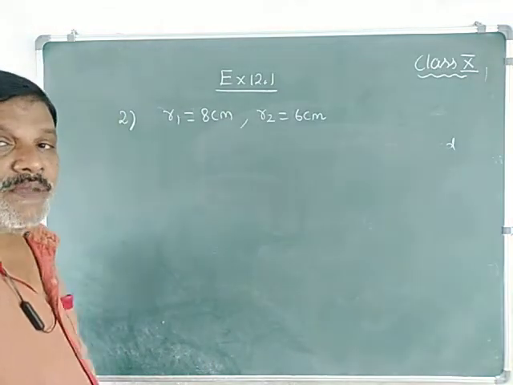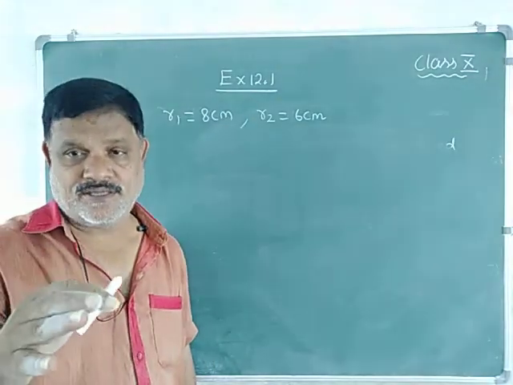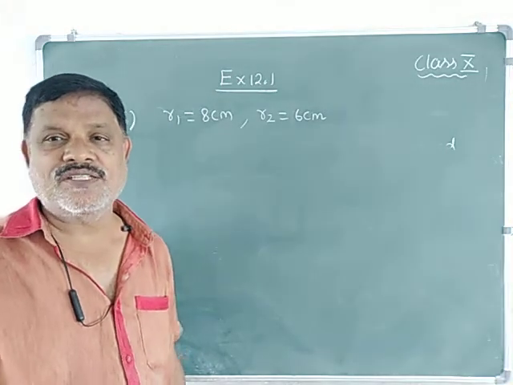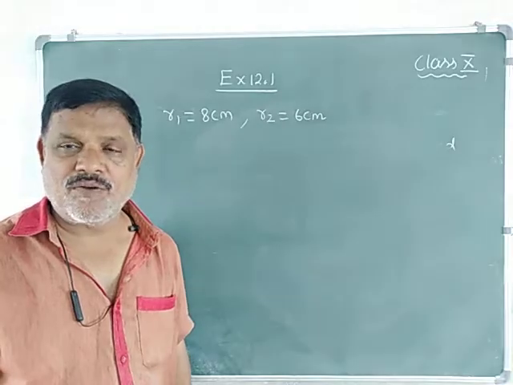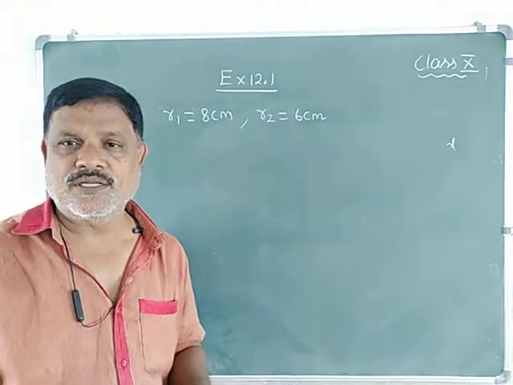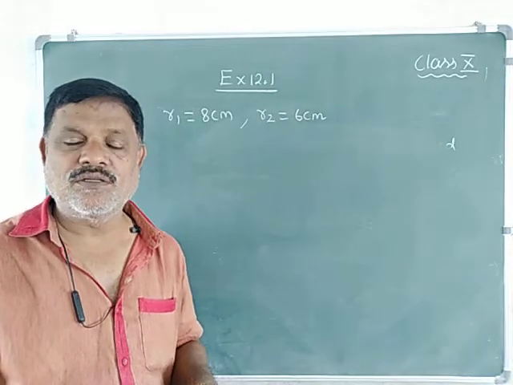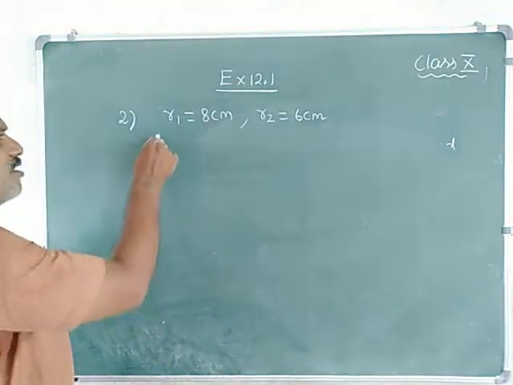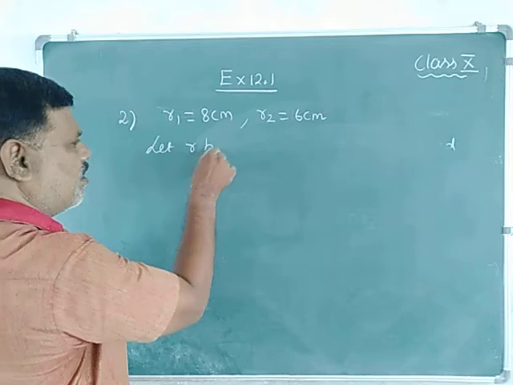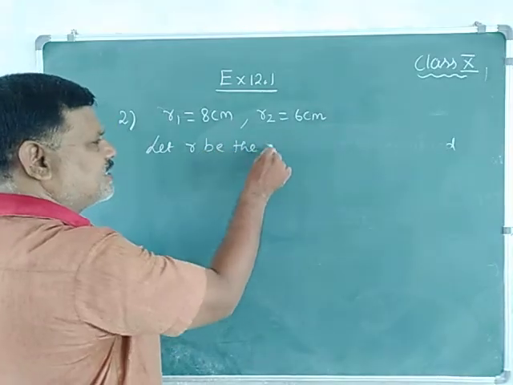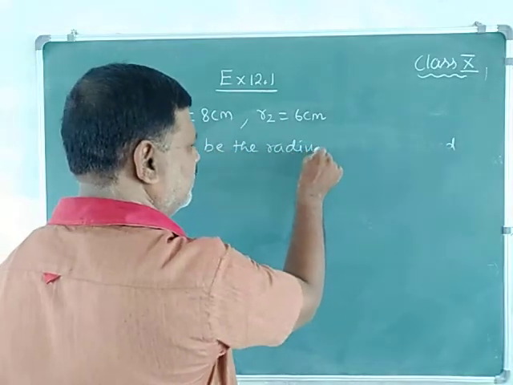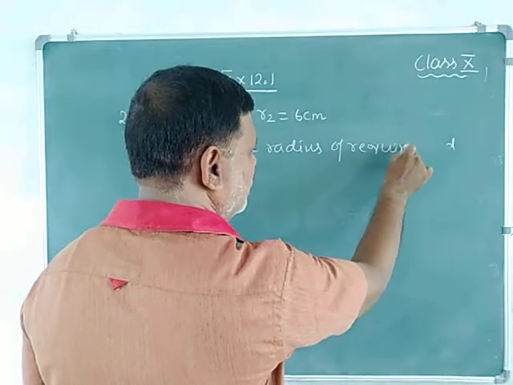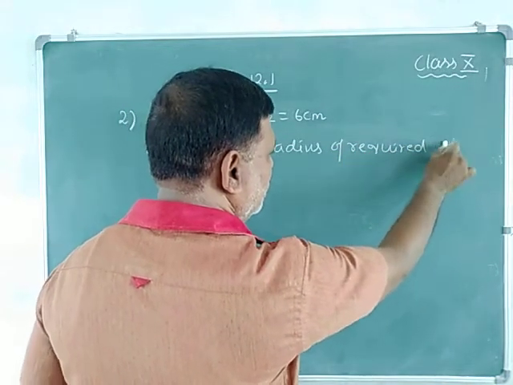In the previous problem, the circumference of the new circle was equal to the sum of the circumferences of the given circles. In the second problem, the area of the new circle is equal to the sum of the areas of the given circles. So here also we take R to be the radius of the required circle.